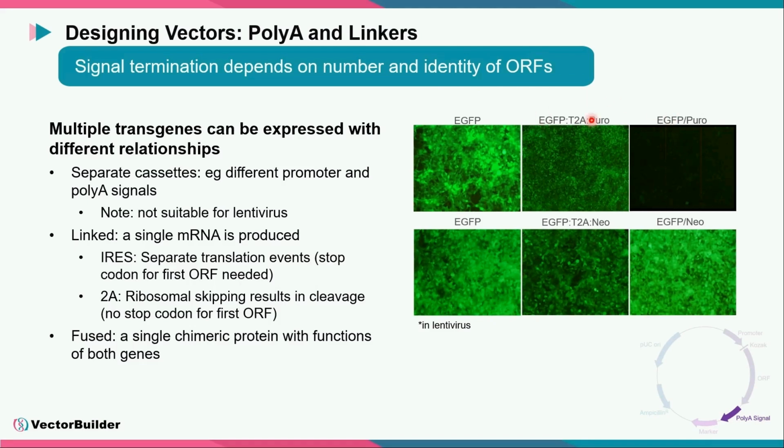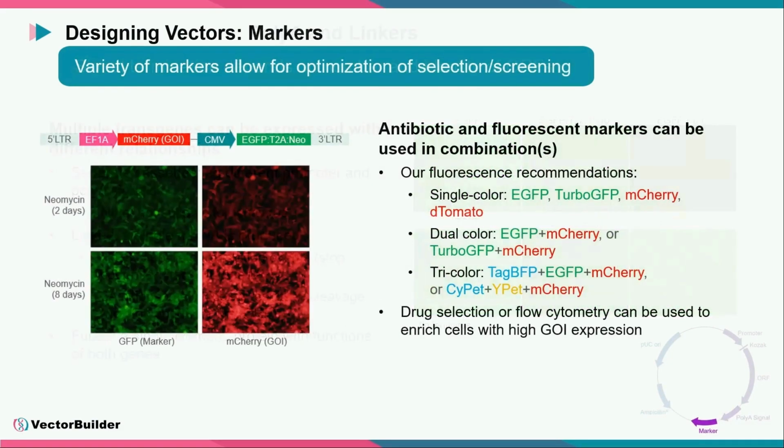So for instance, with puromycin, you have to use this 2A linker. You cannot use a fusion protein. But the opposite is true with neomycin. The fusion protein is actually more efficient than when we use this linker. So these things are already taken into account for things like VectorBuilder's design, which we will talk about shortly. But these are things that we need to keep in mind when we're looking at the design of these elements.